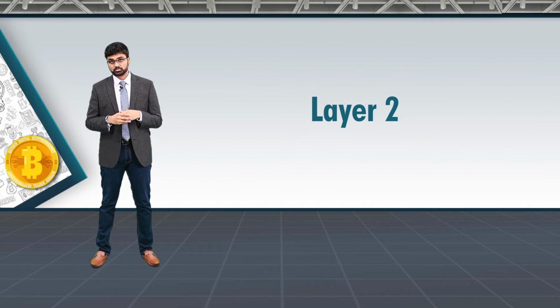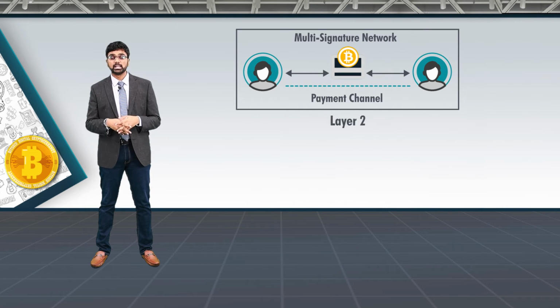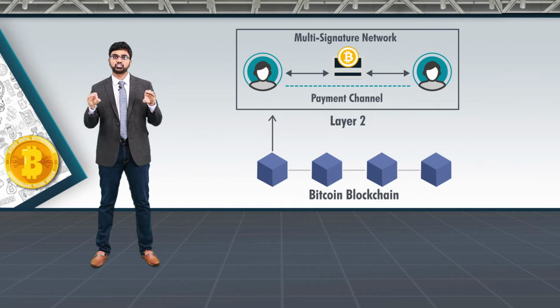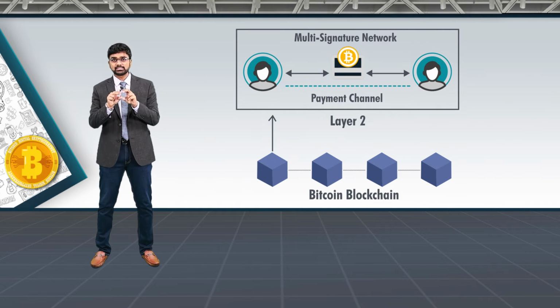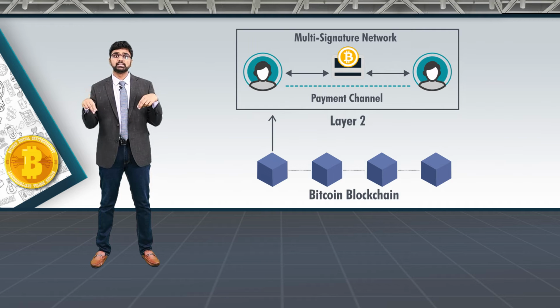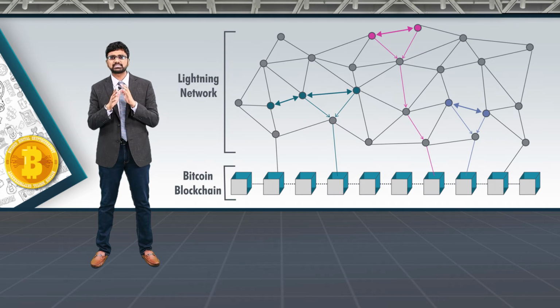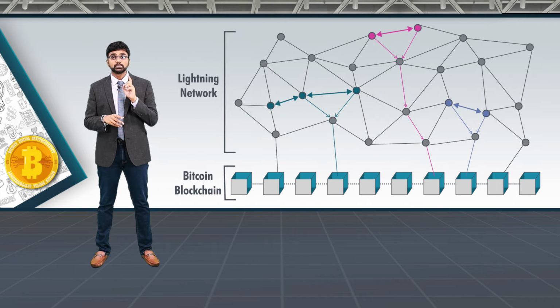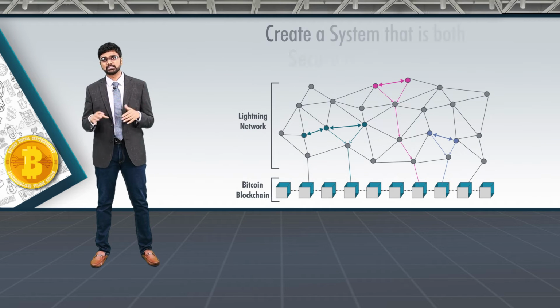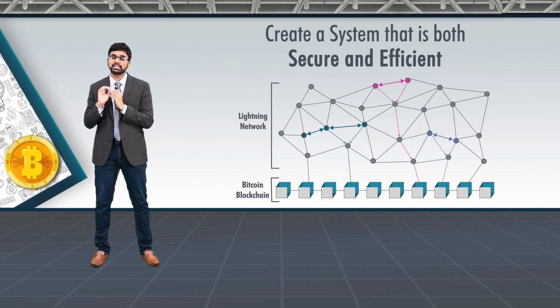Layer 2. Layer 2 software builds upon the Layer 1 foundation, making it much more functional and composable. It inherits the properties of the layers it builds upon, yet extends the functionality of the system as a whole. An example of Layer 2 on the Bitcoin network is the Lightning network, which allows near instant transfers between two users on the Bitcoin network. The goal is to create a system that is both secure and efficient.